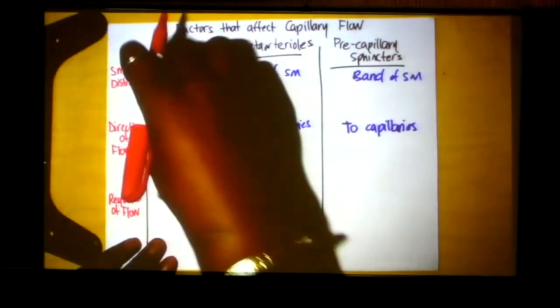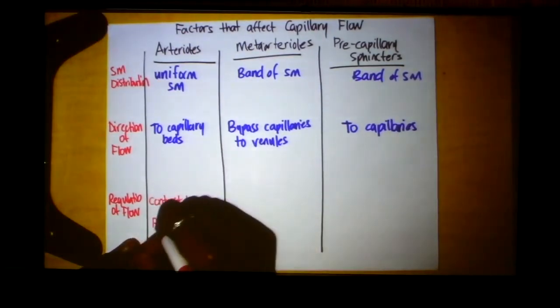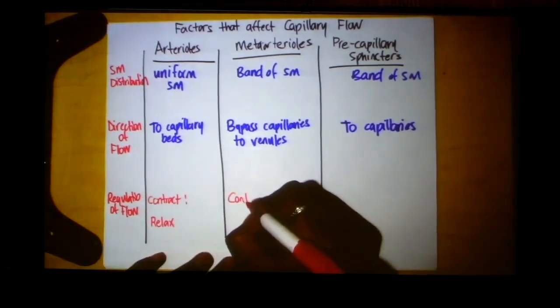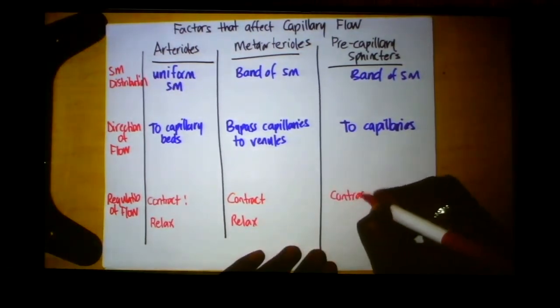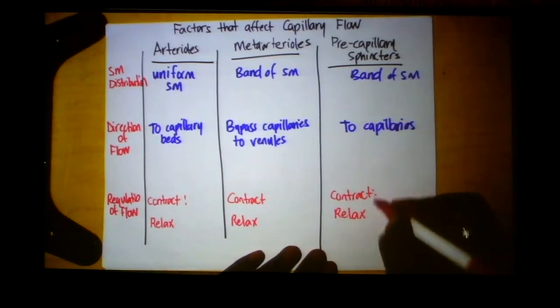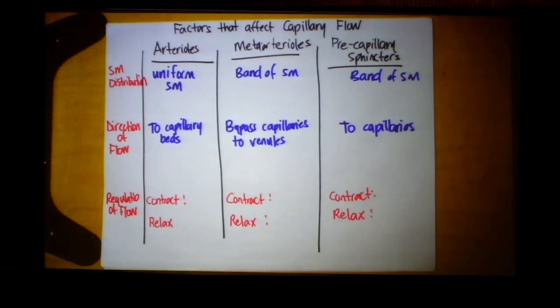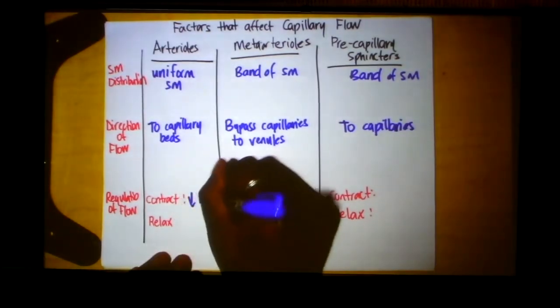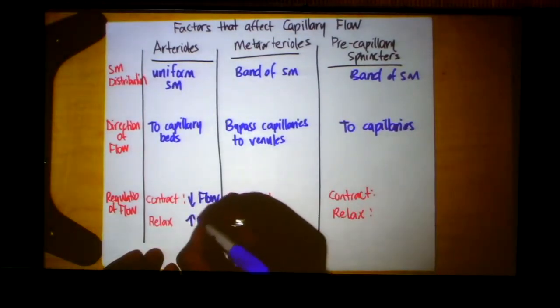All right. Now the regulation. When arterioles contract versus when they relax. When arterioles contract, what happens to flow? I'm going to have you help me here. Decreases. We decrease flow. Increase resistance or decrease flow. And when they relax, we decrease resistance or increase flow.